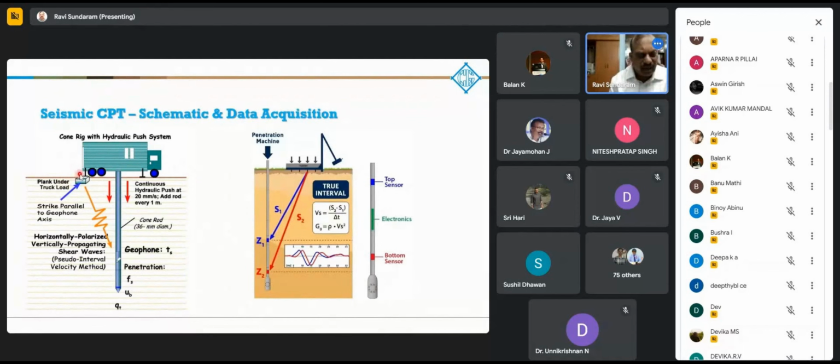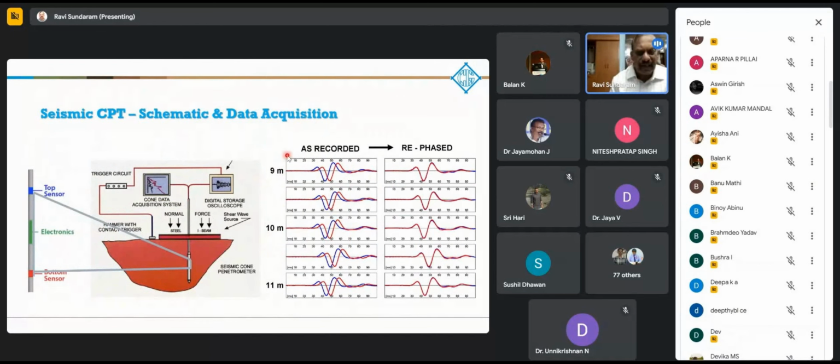We fix the cone on the ground, and then you have a wooden plank. You hit it horizontally. You have two sensors at a fixed distance, usually 0.5 meters. And you measure the time of arrival between the two, and the difference will help you work out the shear wave velocity. Once you have the shear wave velocity, shear modulus and all other parameters can be computed.